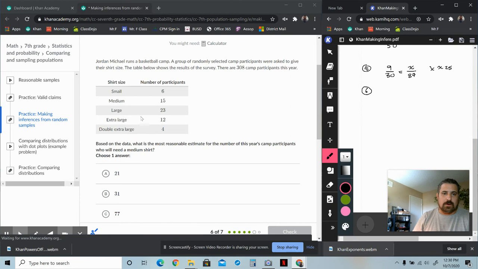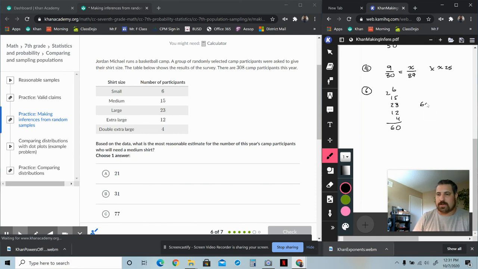So small, medium, large, extra large, and double extra large. Okay, let's just add all these up. So we got small, we got medium, we got large, we got extra large being 12, we got the 4 for the double extra large. Okay, fine. So what do we get here? We get 6 plus 5, which is 11, plus 3, which is 14, plus 2, which is 16, plus 4, which is 20. 2 plus 1 is 3, plus 2 is 5, plus 1 is 6. So we're looking at 60. So there were 60 people who were randomly surveyed.